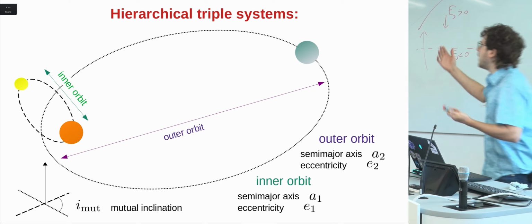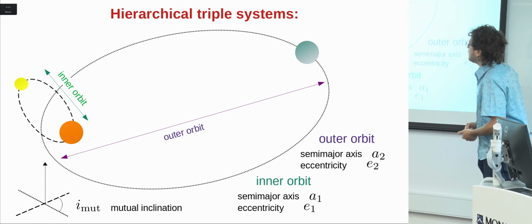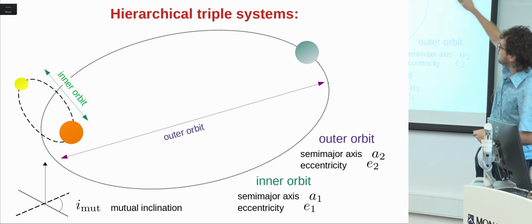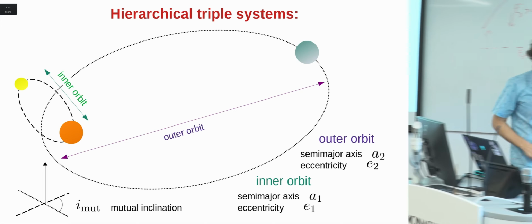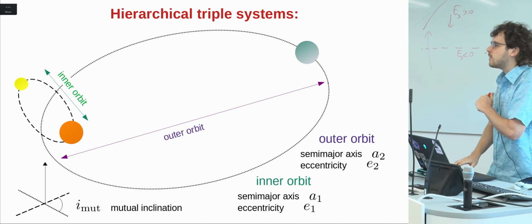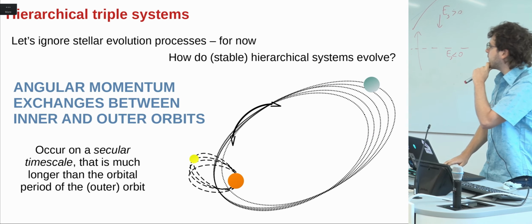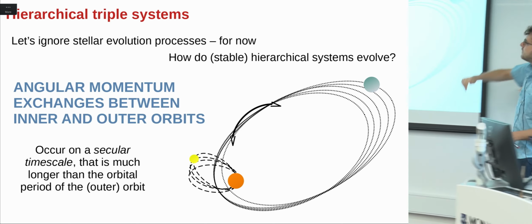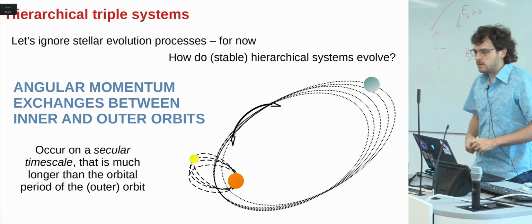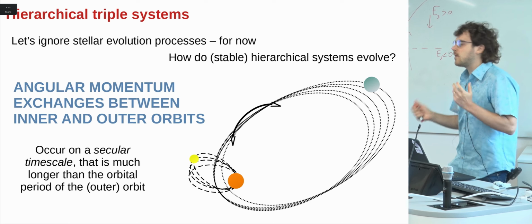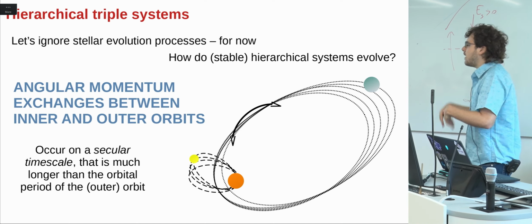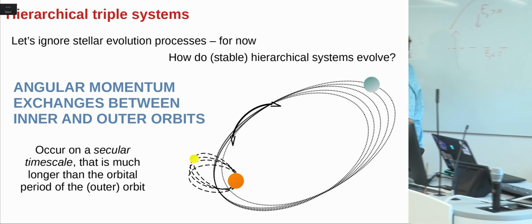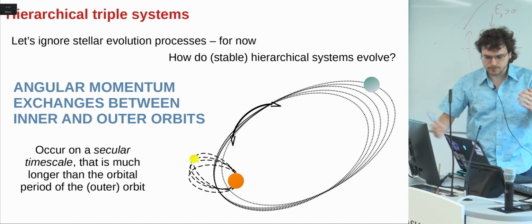Because first of all, what is a hierarchical triple system? It's a binary. You have two bound objects, and this binary is orbited by another tertiary body. And Yevgeny has worked a great deal on these hierarchical triples and knows very well that as long as there is sufficient separation between the inner binary and the tertiary object, you can basically ignore strong gravitational interactions. And the only thing that happens, if you ignore all other physical processes like stellar evolution, is that this triple system evolves via exchange of angular momentum.